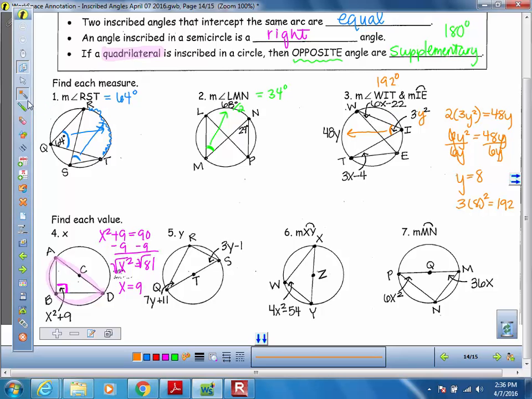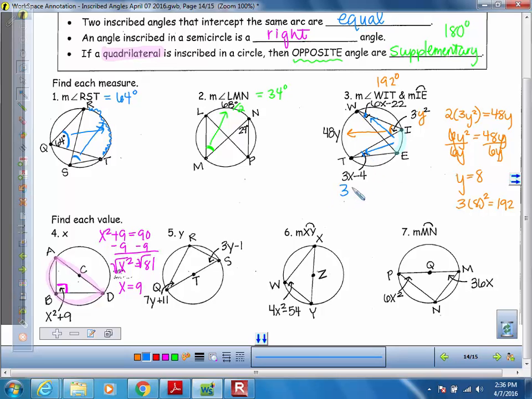The second thing they asked me to find is arc measure IE. So this arc measure right here. What angle is this arc measure across from? 3x minus 4. What else? 6x minus 22. So what does it mean about these two angles? They're equal. So what do you think we'd do with those two equations?